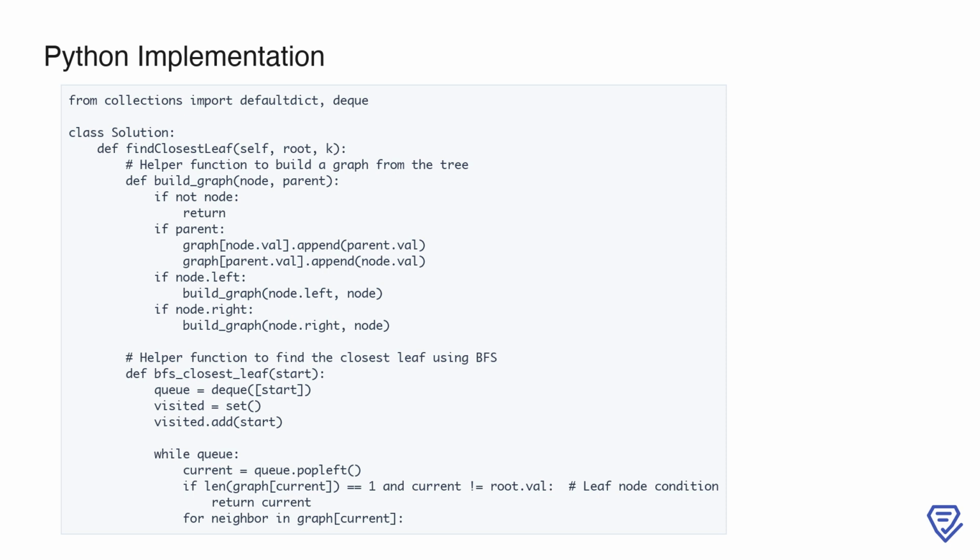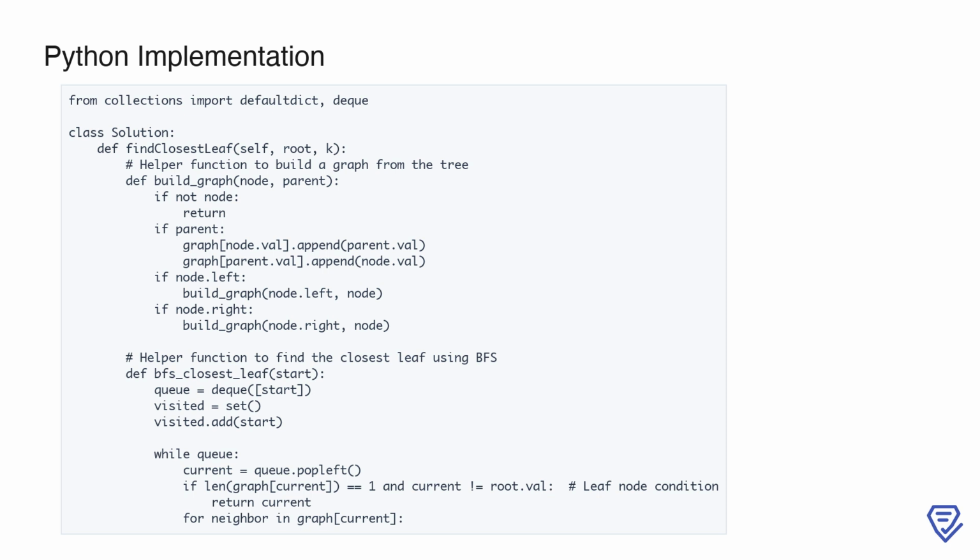Within this method, we set up a helper function, build_graph, to convert the binary tree into an undirected graph. Each node in the tree is connected to its parent and any children it has. This structure helps us efficiently traverse the tree in any direction. The function recursively traverses the tree, adding edges between the current node and its parent, as well as between the current node and its left and right children if they exist. This recursive approach ensures that the entire tree is processed into the graph.